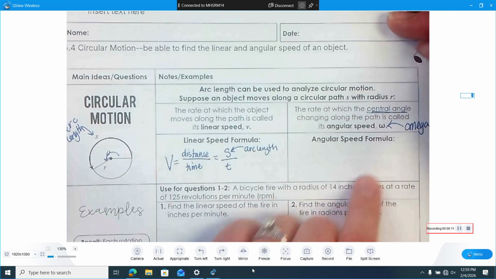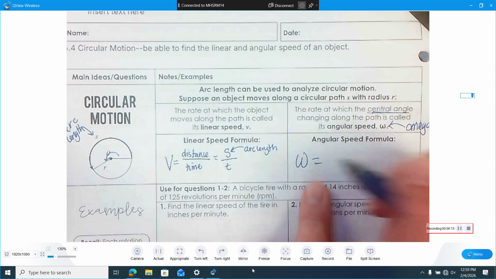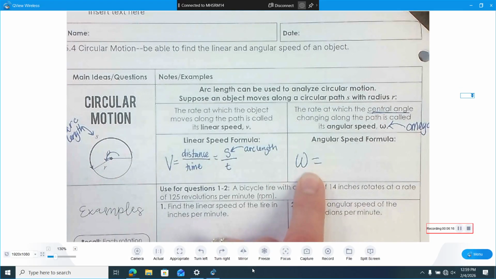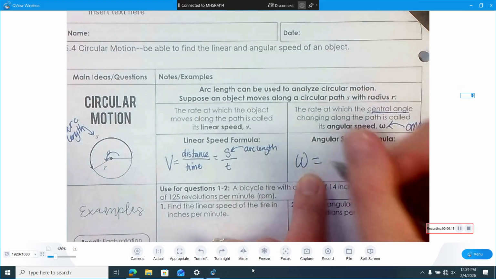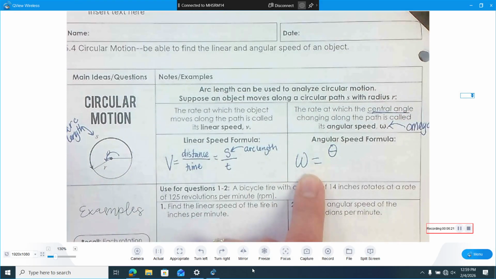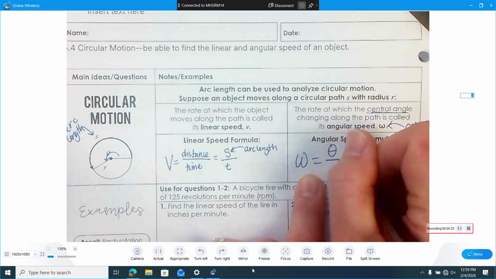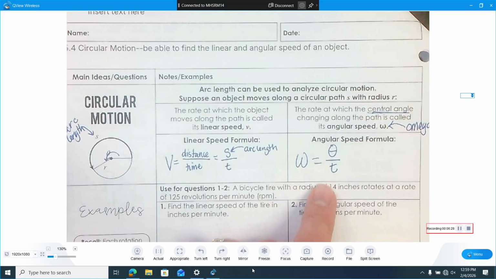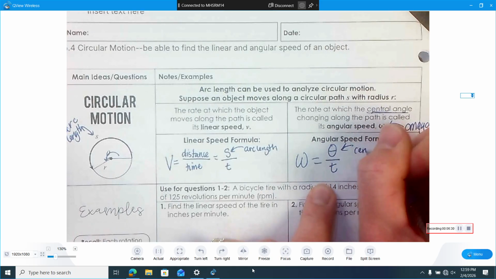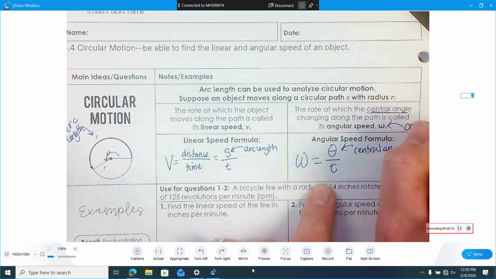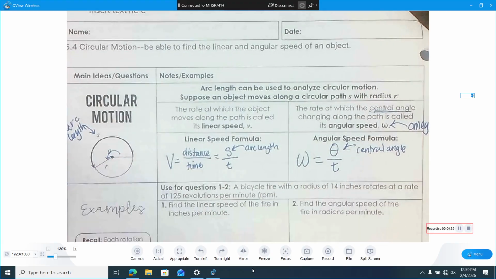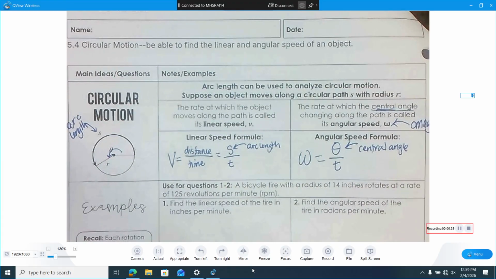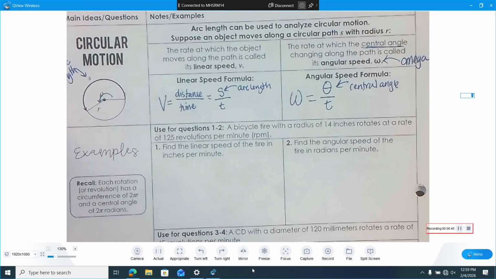Greek letter omega. And if I want angular speed, again, speed is a distance over time, but angular speed is the angle that we're sweeping out over time, t. And that is the central angle, however many radians, if you will. Okay, so we're going to try some here.